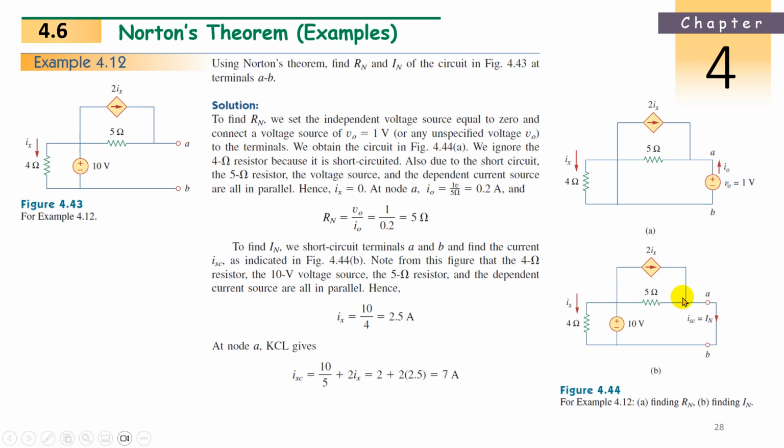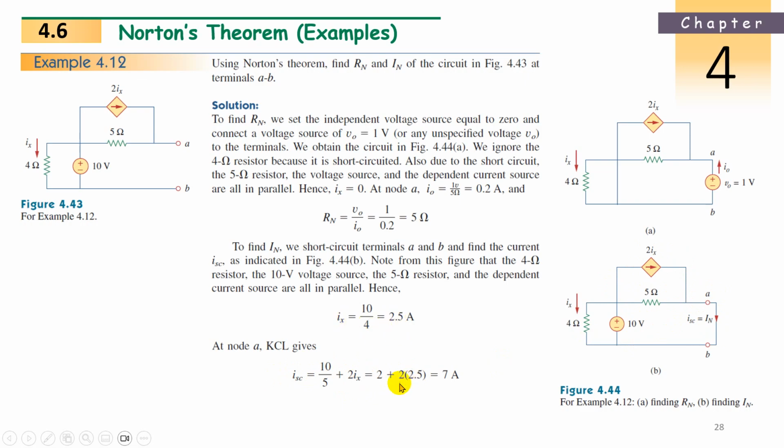Higher potential is 10, so 10 minus 0 here. We don't have any voltage because it is a short circuit, so it is 0. So 10 minus 0, divided by 5 ohms, the resistance. This current is entering at this node. Now the current entering this node is 2Ix, plus 2Ix, which is equal to the current leaving at this node, that is ISC, which is also equal to IN.